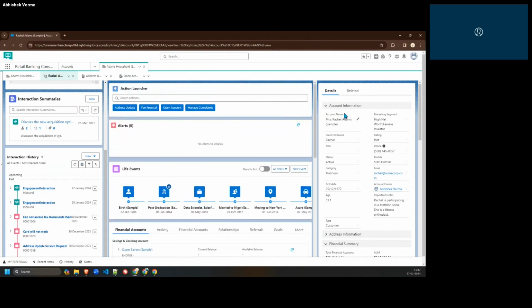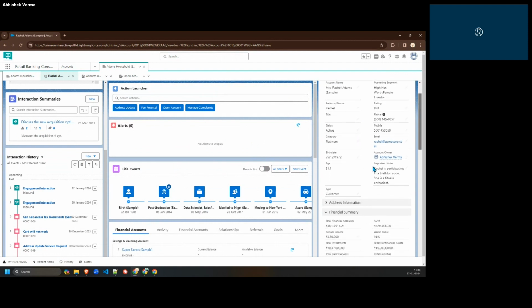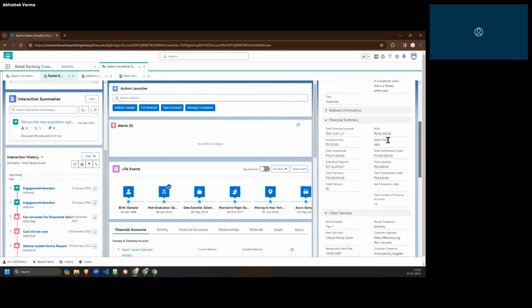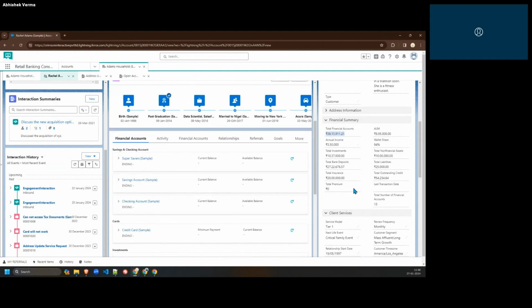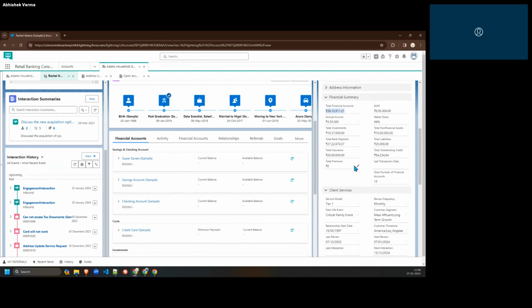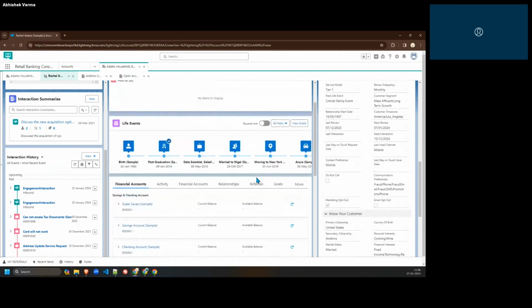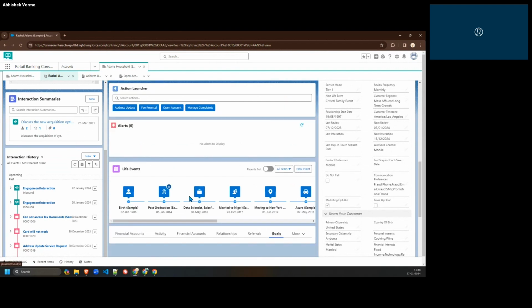Now coming to the details part, you will see all the details of the particular account, similar to what we see in Salesforce Sales Cloud or Service Cloud. Additionally, you can see the summary of a particular account: the total of the financial accounts he has, his annual income, how much total investment he has made, and how many deposits. This is calculated by roll-up and lookup functionality, so this is the utilization of that lookup functionality. Now we will see the goals.